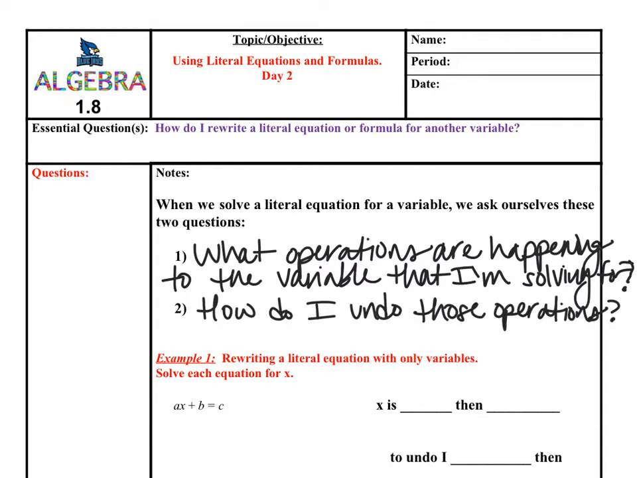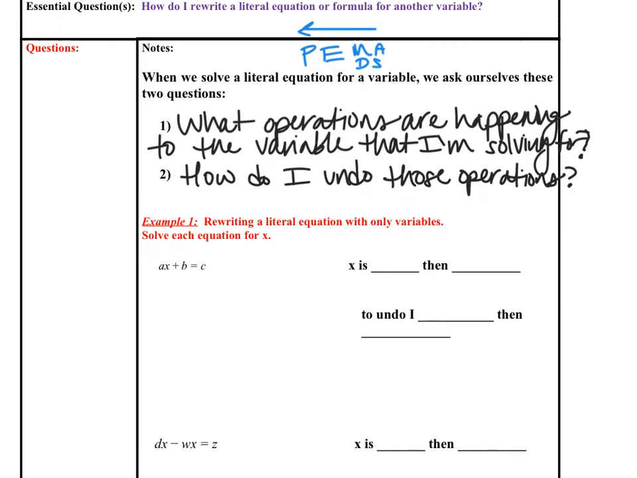So we know about order of operations, which is PEMDAS: parentheses, exponents, multiplication, division, addition, subtraction. When we put the things together, we go in that order, but when we solve, we go backwards. So when we are solving a literal equation, we go in the order that you see here.